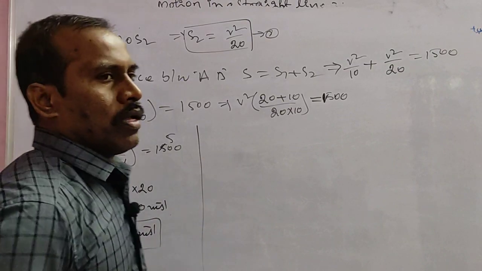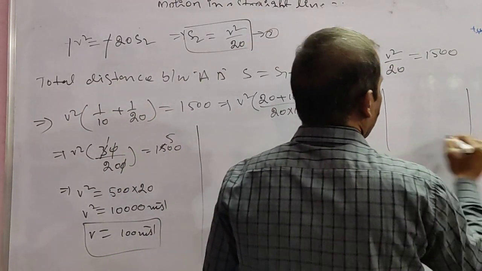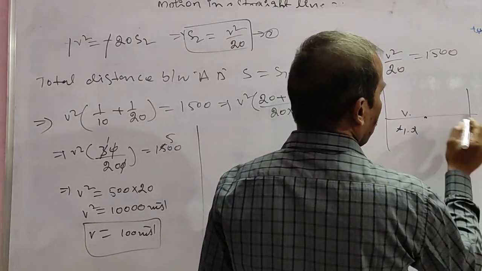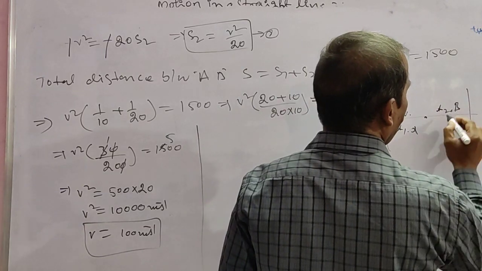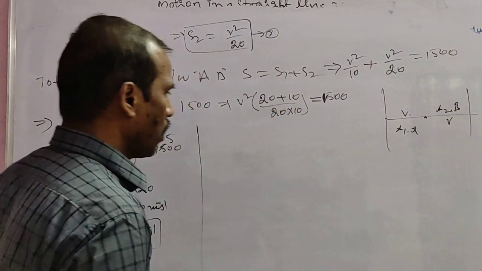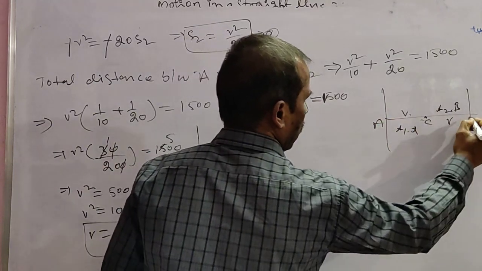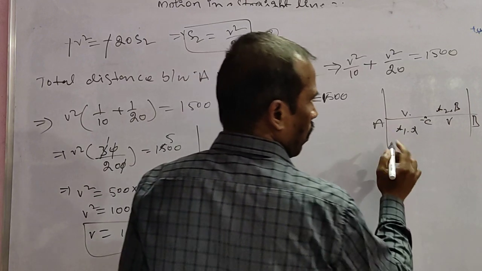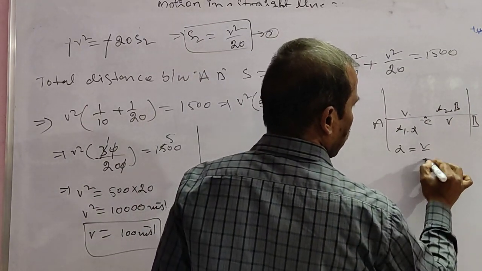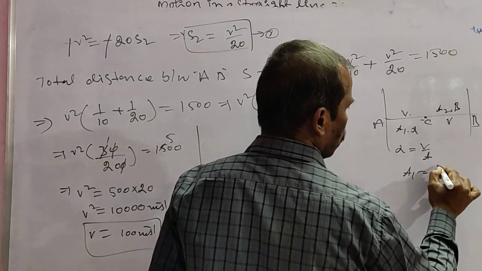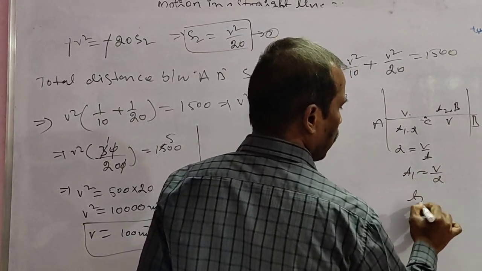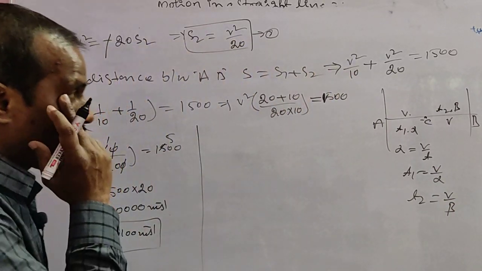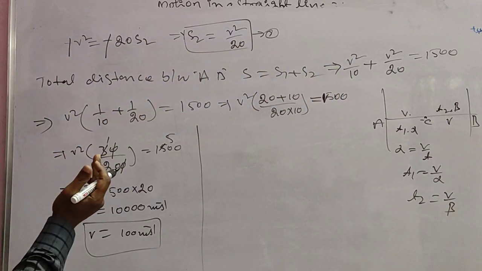Now the time taken. For the first time, at point C, t1 corresponds to acceleration alpha, and t2 corresponds to retardation beta. The journey is A, C, B. So alpha is equal to V by T1, so T1 is equal to V by alpha. Similarly, T2 is equal to V by beta. Now substituting the values.